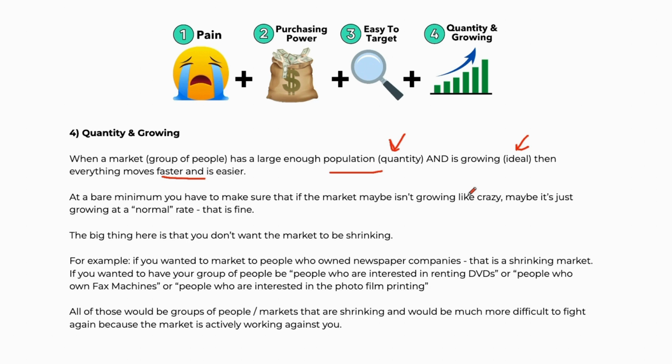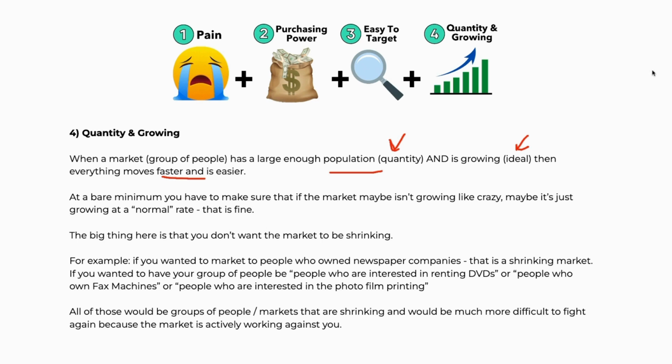That is a shrinking market, right? You don't want people who are interested in photo film printing, because the number of people interested in photo film printing ever since we have smartphones is decreasing by the second, okay? And so what you want is a group of people that is at least at a normal level of growth. Otherwise, it's going to be a lot more difficult because you're trying to fight the market, and the market is actively working against you when you are picking your market.